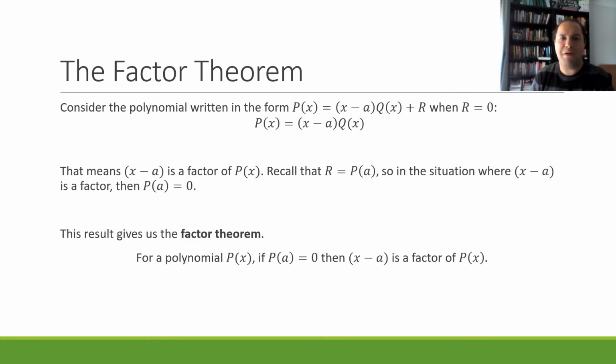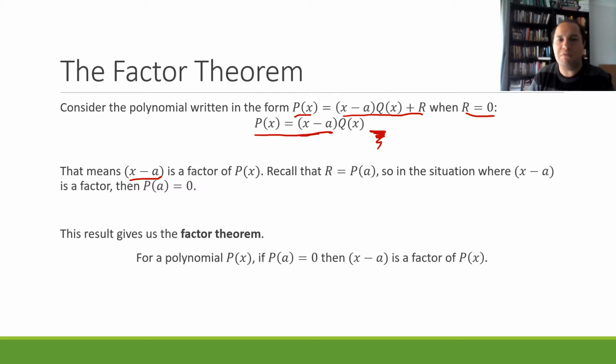So considering our polynomial, p of x equals x minus a times q of x plus r, the one we've been considering for the last couple of lessons, if our remainder is 0, then our polynomial becomes p of x equals x minus a times q of x. And that means, because there's a remainder of 0, no remainder, x minus a must be a factor of our polynomial.